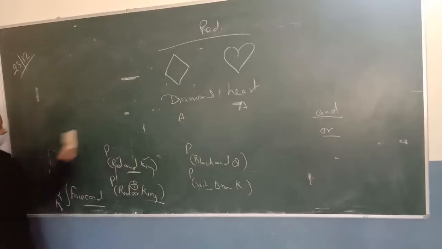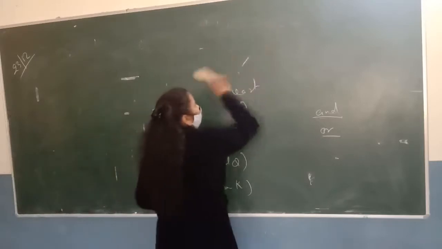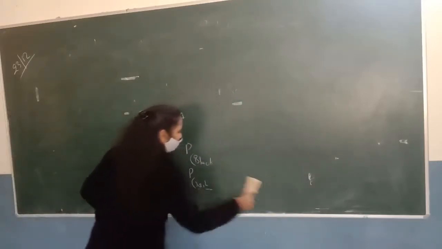Now the question about the leap year and non-leap year. You know what are the leap and non-leap years? Leap year has 366 days and non-leap year has 365 days. February is of 28 days in a non-leap year, and in a leap year February is of 29 days.